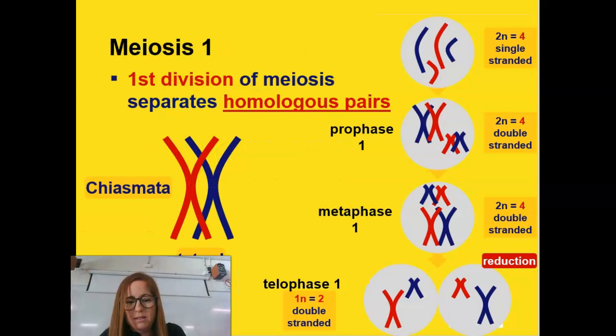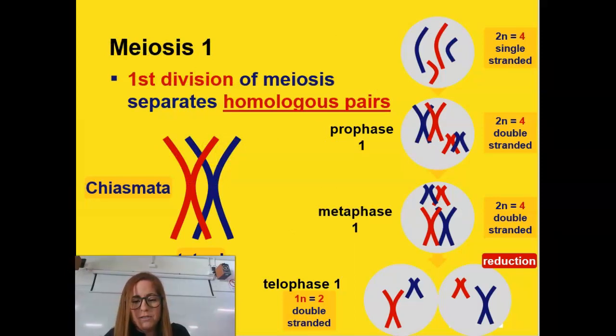After that crossover event happens, we go to metaphase 1, where the chromosomes line up in 2 lines, so homologous pairs, we'd say, line up at the equator of the cell. And then these homologous chromosomes will be pulled apart. So this one's going to move in this direction, and this one's going to move in this direction.